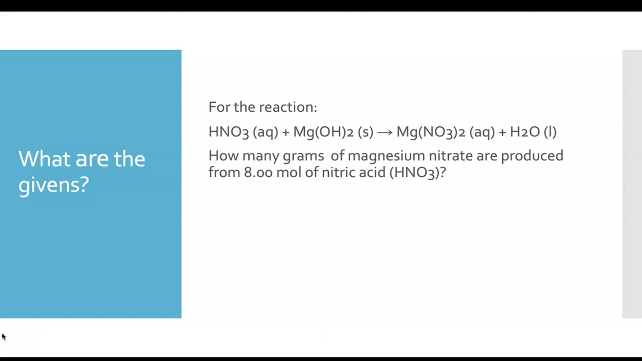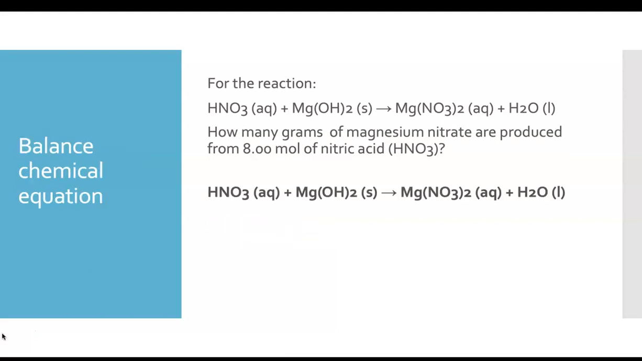So what are the givens? First, we're given a chemical equation, and as we can look at the chemical equation, we can see that it is not balanced. Second, we're given 8 moles of nitric acid. So we're going to balance the chemical equation first.